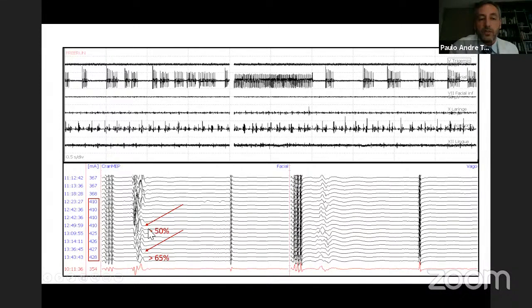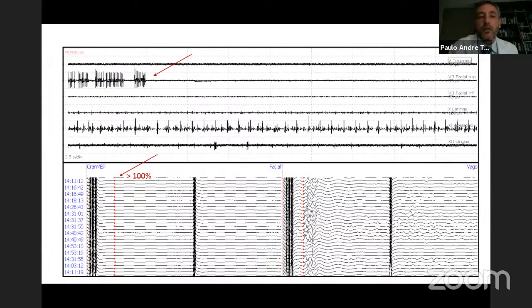And I saw this drop progress from 50% to 65%. And I had to increase the stimuli. And I told him, we have a lesion of the facial nerve, the amplitude of the motor evoked potential dropped more than 50%, and I had to increase the intensity to obtain that.